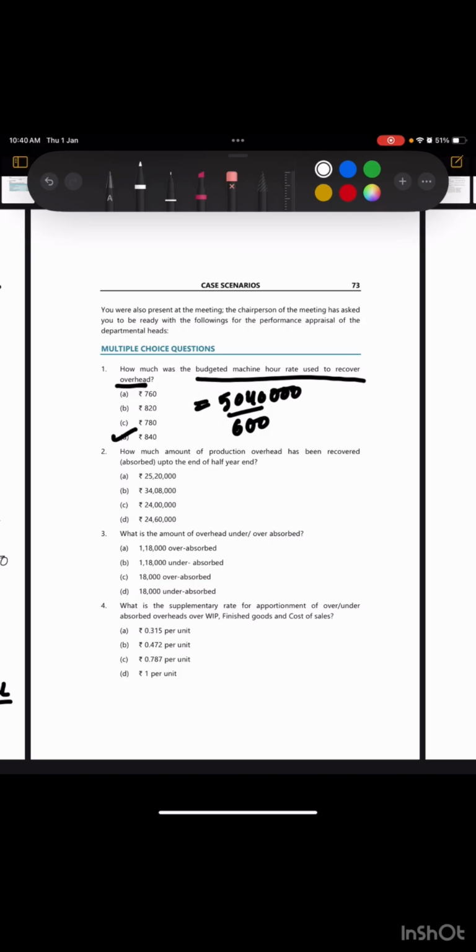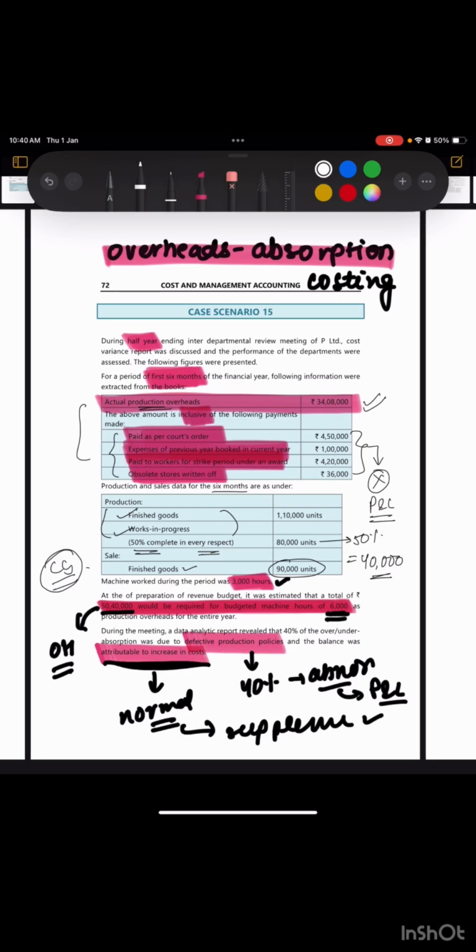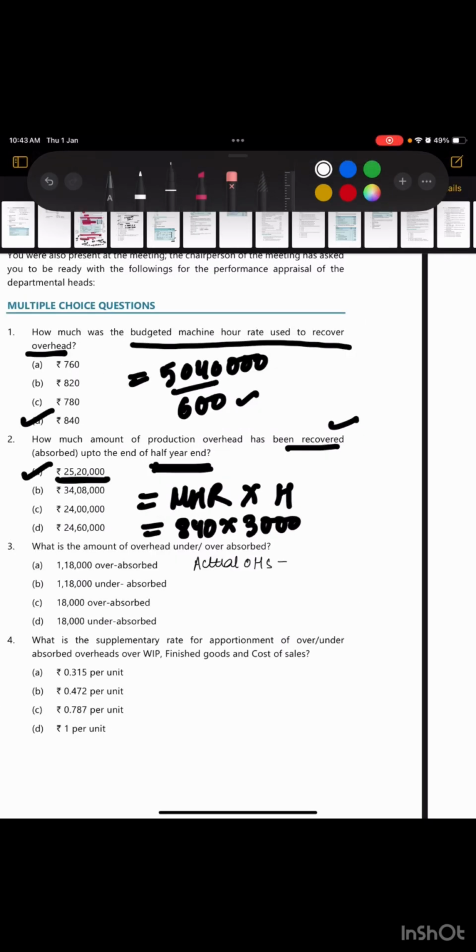Next, how much of the production overhead has been recovered up to the half end of the year? For the half year, the machine hours are 3000. So we will multiply the machine hour rate that we have calculated by the number of hours. The machine hour rate is 840, and the machine hours used are 3000, so it comes up to 25,20,000.